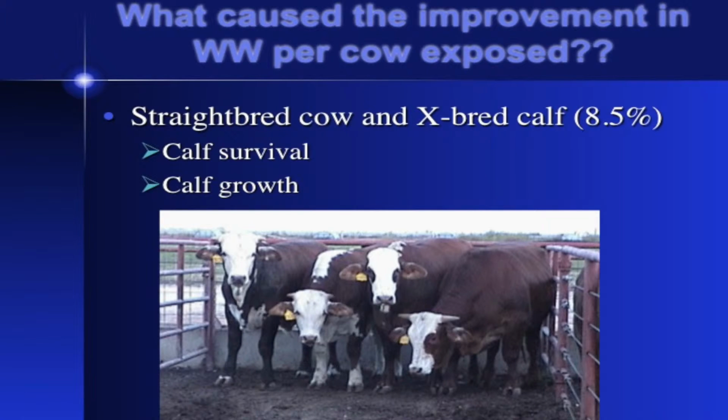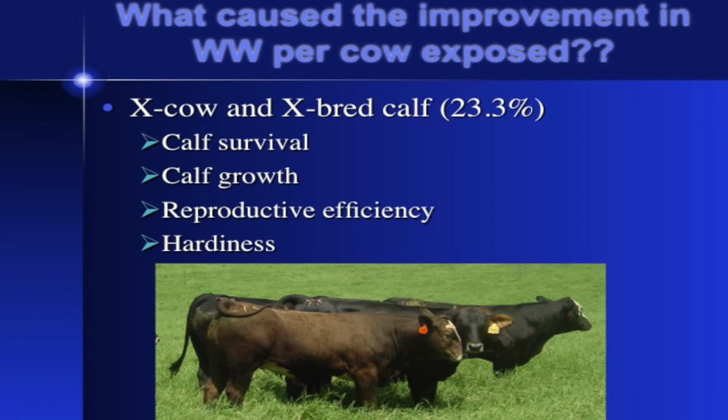And so where does that improvement in weaning weight per cow exposed come from? For the straight bred cow and the crossbred calf, again, Bos taurus is at 8.5% and Bos indicus, Bos taurus is 17%, and that comes from calf survival, hardiness, and calf growth. The crossbred cow and crossbred calf gets calf survival, growth, reproductive efficiency, hardiness, and we also have to throw in another factor of longevity. We know that those crossbred animals will live longer in that herd, and a lot of it is because of the hardiness and survivability of those cattle.